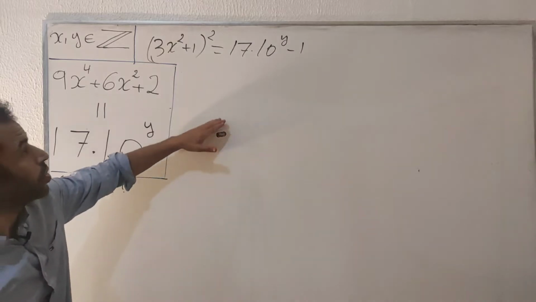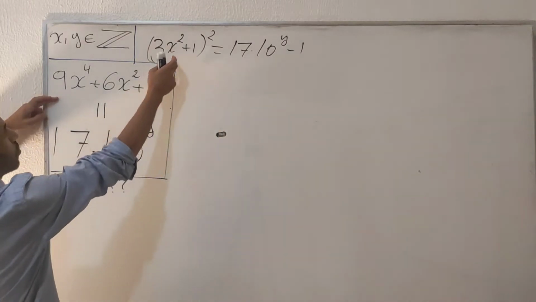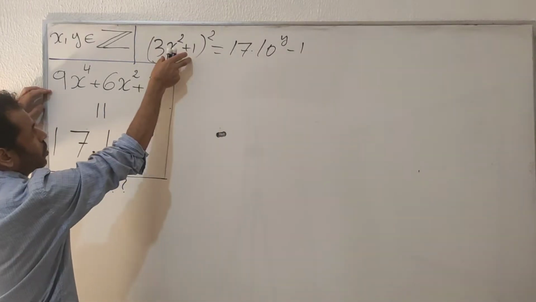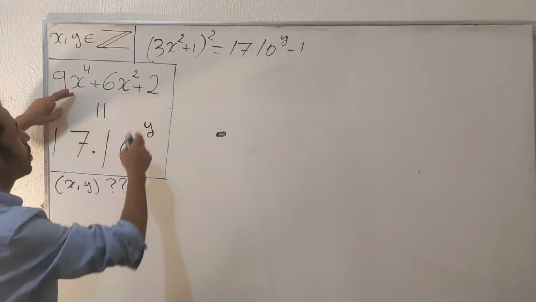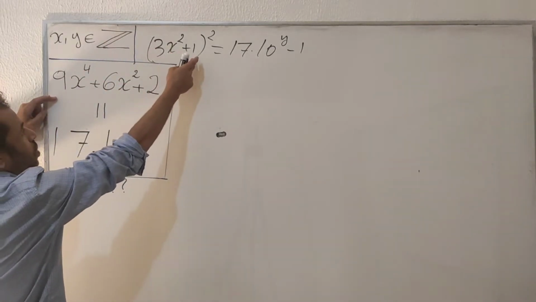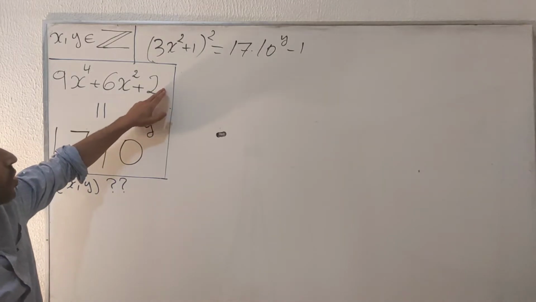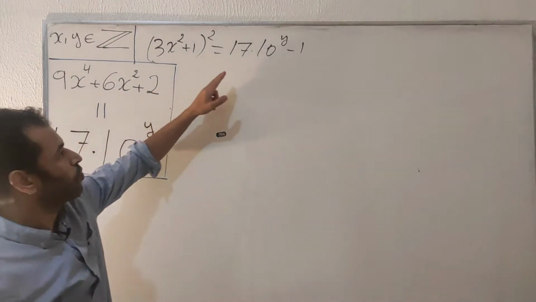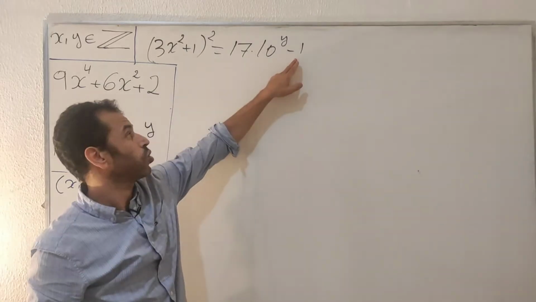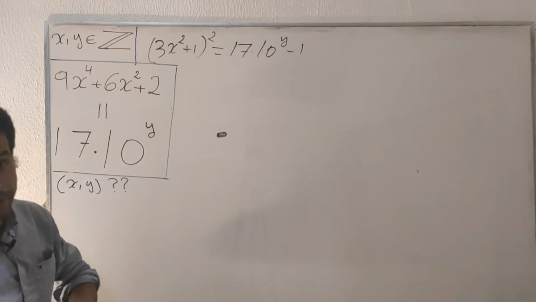So what I have done here is put this on the form of a perfect square, which is good to go, because we have 9x to the fourth plus 6x squared, and the last term plus 1. We are left with another 1 here, that I move over to the right, and it becomes minus 1. Okay, I'm going through three cases.